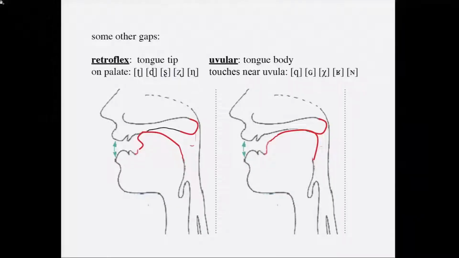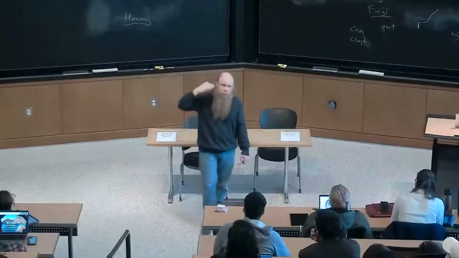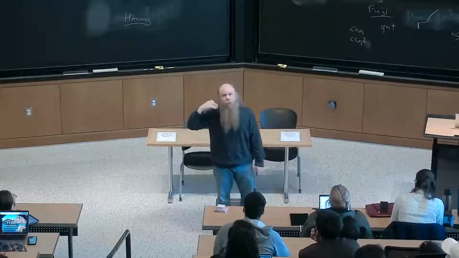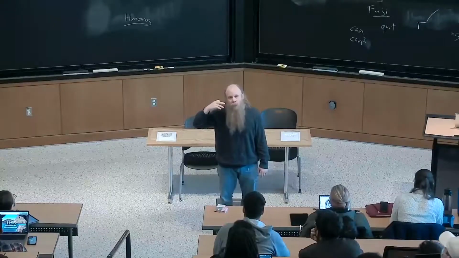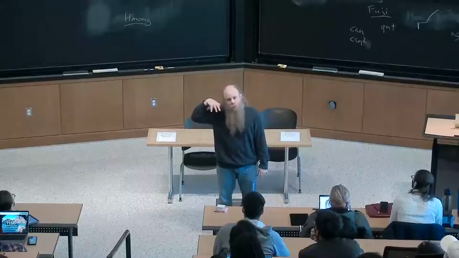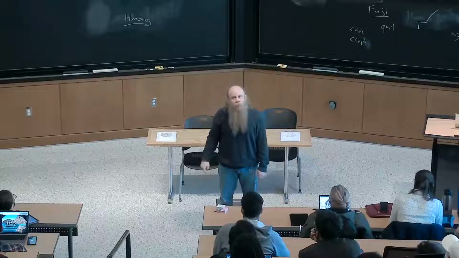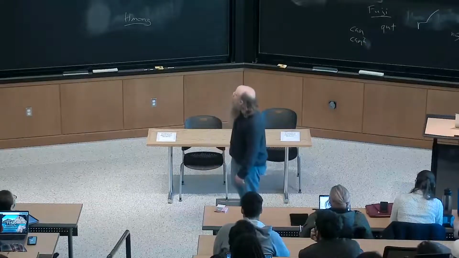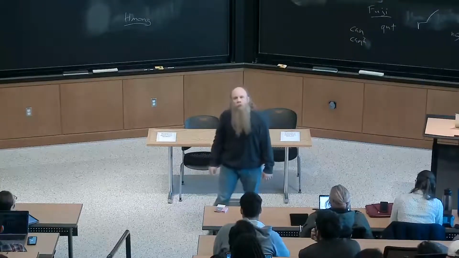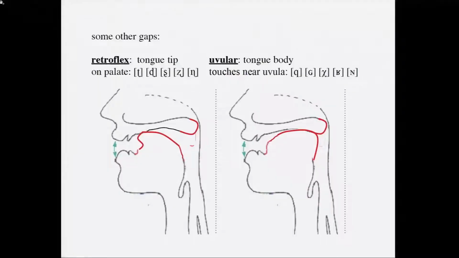Uvulars are kind of like K, except more so. For a K, the back of your tongue is hitting the back of your mouth. It's touching your velum. That's a K sound, a ka. For a uvular, your tongue goes further back and it gets at or near your uvula, which is the little doohickey that hangs down there at the back. That's your uvula. So this is a sound like akka, aga, or anga. These are all uvular sounds.